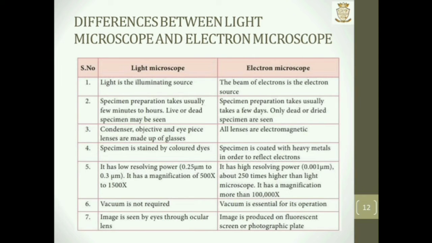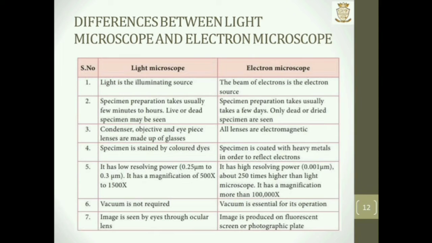Differences between light microscope and electron microscope. In light microscope, light is the illuminating source. In electron microscope, the beam of electrons is the illuminating source. In light microscope, specimen preparation usually takes a few minutes to hours. Live or dead specimens may be seen. In electron microscope, specimen preparation usually takes a few days. Only dead or dried specimens are seen.